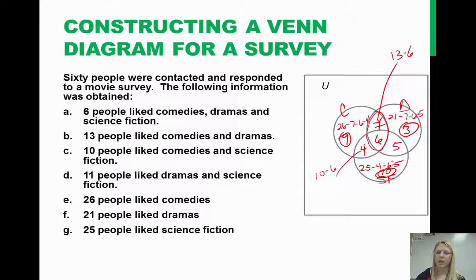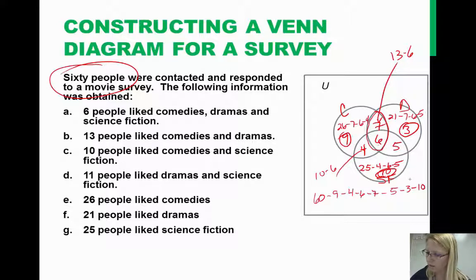The last region we need to figure out is on the outside in the universal area. We know we have a total of 60 people that were contacted, so it's going to be 60 minus everything that is on the inside of the circle. So I'm going to take minus 9, minus 4, minus 6, minus 7, minus 5, minus 3, and minus 10. That is a total of 16 people on the outside that's still in the universe. So that's how we work on these. We work from the inside out.